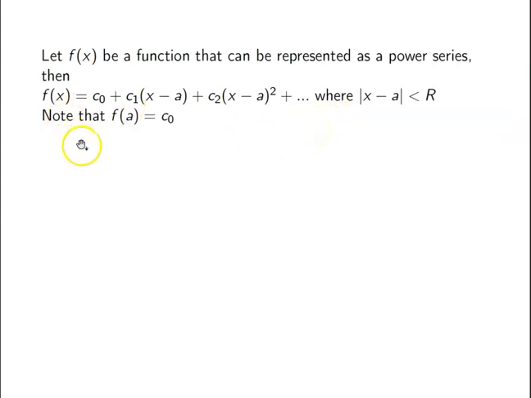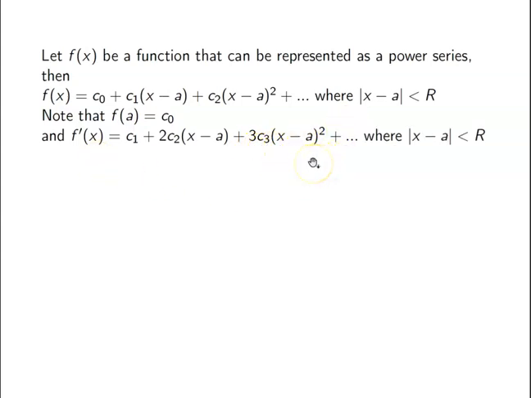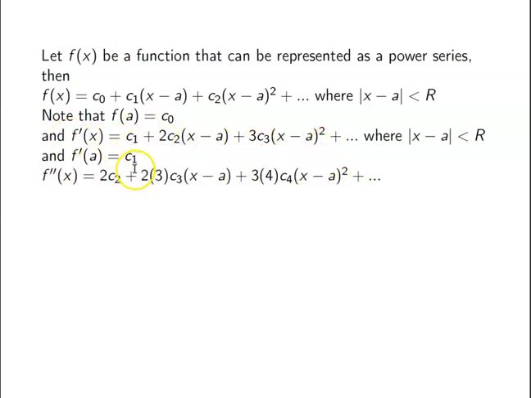Note that if we plug in a to this power series about a, everything cancels except for the c naught. If I take the first derivative, I'm going to get c1, 2c2 times x minus a, 3c3 times x minus a squared. We saw this in the last video. Again, I am convergent as long as I'm within the radius of convergence. And if I plug in a into the first derivative, all of the terms fall out except for c1.